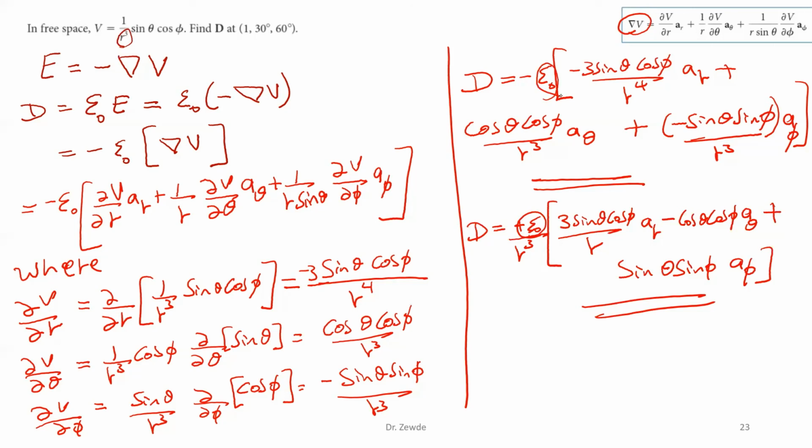Okay, that's all for electrostatic potential. In the next session, we'll discuss how to determine the electric field vector E in the presence of materials.